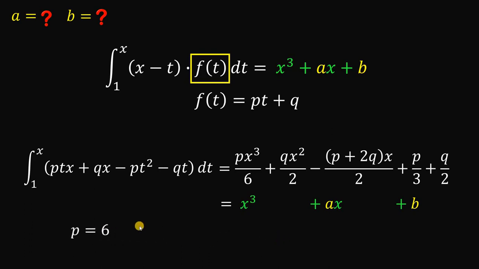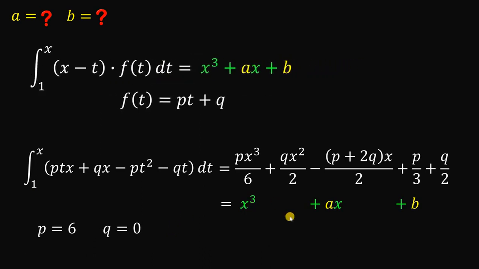Now, we found the value of p. How about the value of q? Let's compare the coefficient of x squared. Here we have q over 2, and on this equation, we have 0. So we have q over 2 must be equal to 0. So we can say that q must be equal to 0. Now, we have p equals 6 and q equals 0. So we are now ready to find the values of a and b.